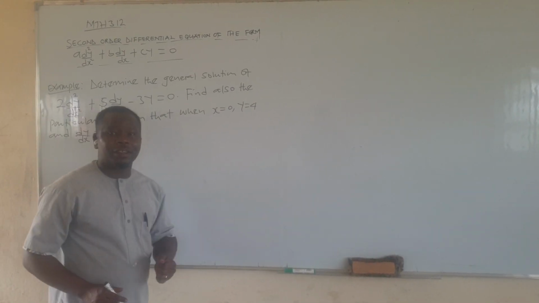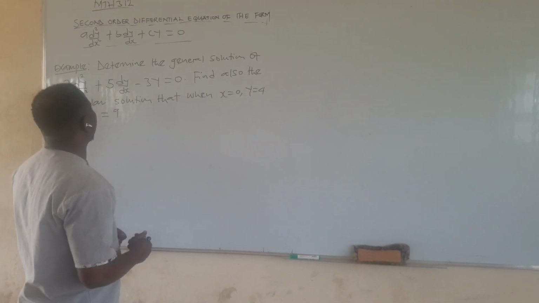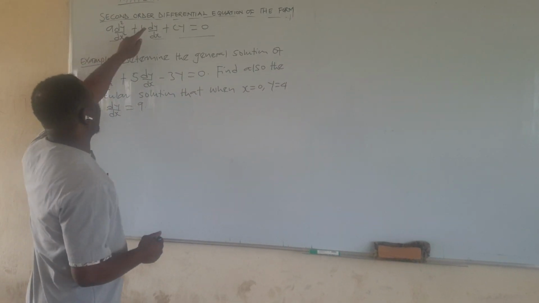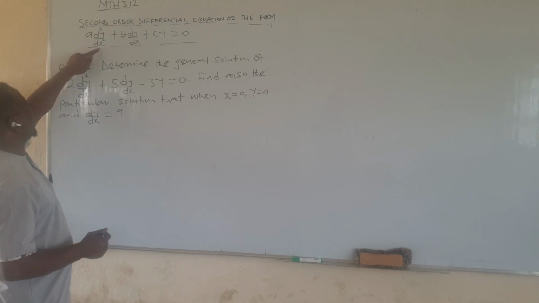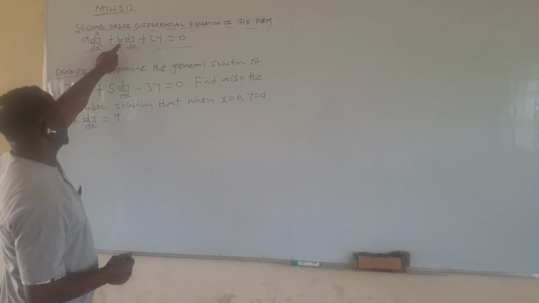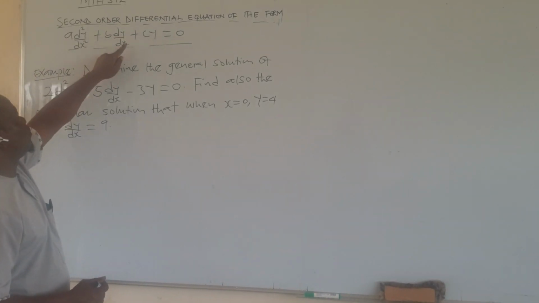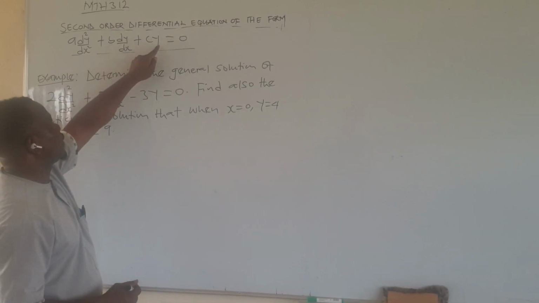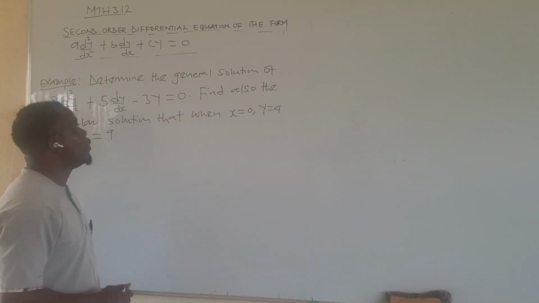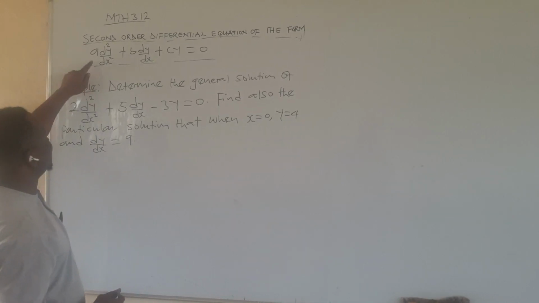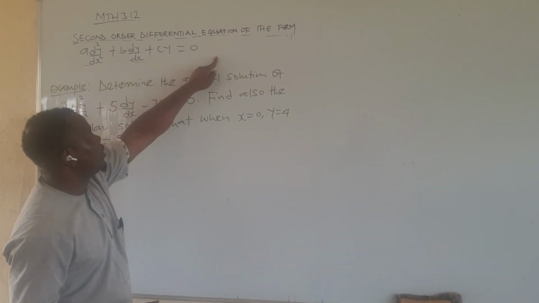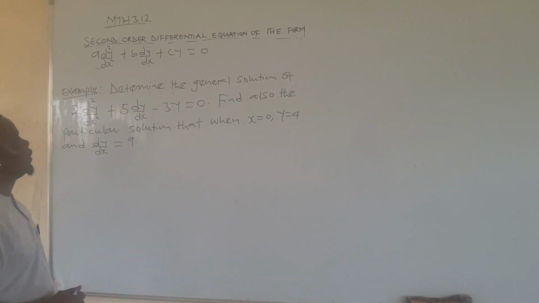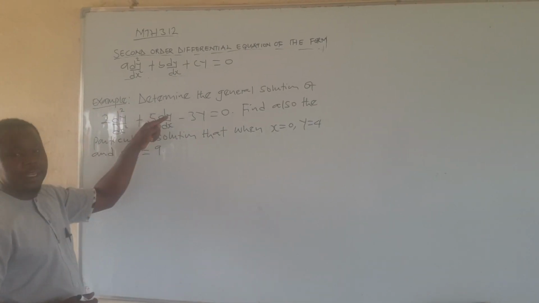Hi guys, in this video we are going to look at second order differential equations of the form a d squared y over dx squared plus b dy over dx plus cy equals 0. I know that this is a homogeneous equation. Now we are going to look at an example.